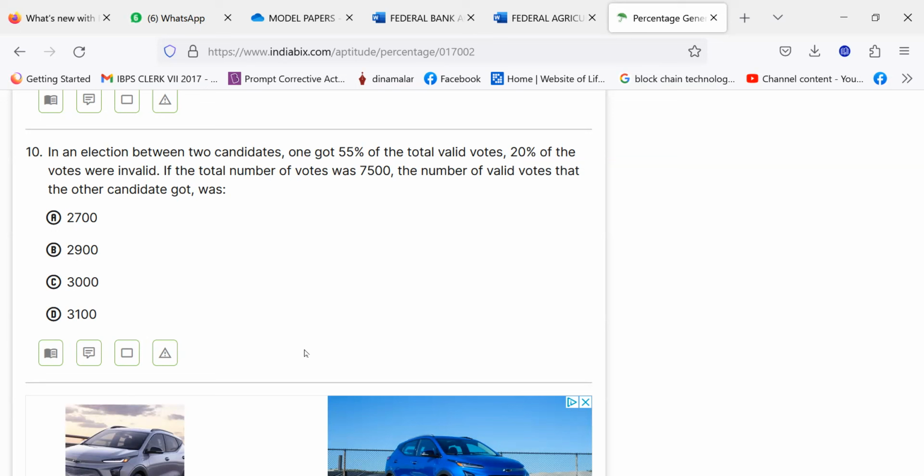Option A is the answer. Which option, please? Option A. In an election between two candidates, one got 55% of the total valid votes. Oh, there is a point here. Total valid votes. And 20% of the votes were invalid. Super. If the total number of votes was 7,500, then the number of valid votes the other candidate got was how much?